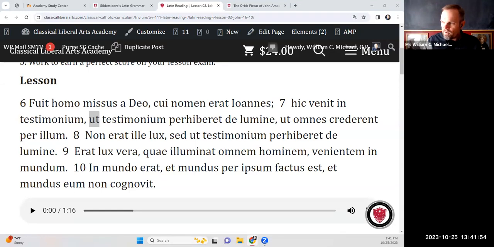So ut testimonium, why did he come? This man came for a testimony. Why? So that testimonium, a testimony, perhiberet. What does perhiberet mean? He might give. Very good. Now notice you're adding might in there. That he might give. Notice it doesn't say he gives a testimony. It says that he might give a testimony.